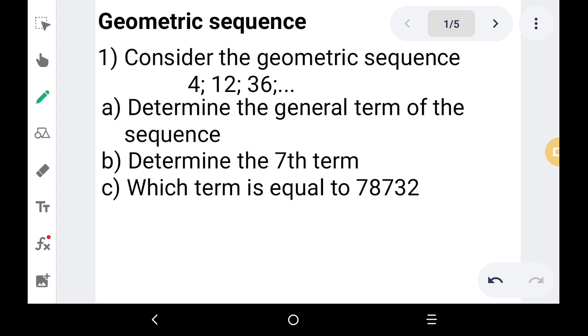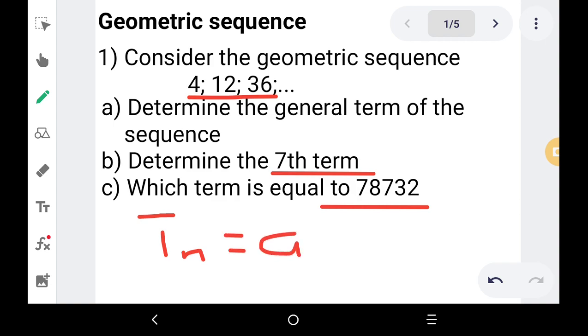So we are given the following geometric sequence: 4, 12, 36. The first question says determine the general term. Question B says determine the seventh term. The third one asks which term is going to equal 78,732. When we talk about a geometric sequence, we're talking about a sequence that has the general term Tn = a r^(n-1). So let's jump right to the first question.